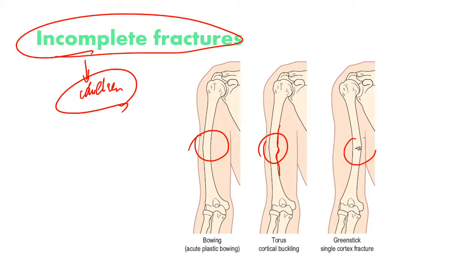And guys, the third type is your greenstick fracture. And what happens in a greenstick fracture? There is a disruption involving only one side of the cortex. The other side of the cortex, if you can see here, is normal. So these are your three types of incomplete fracture.